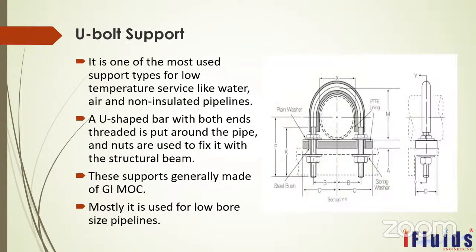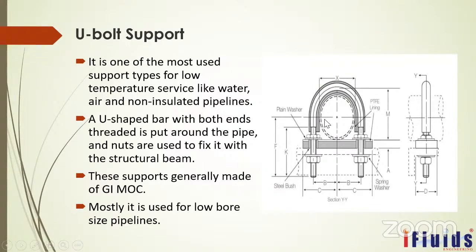The fourth one is the U-bolt support. This is another kind of clamp support, but it can be used for both metallic and non-metallic pipes. It is preferably for small bore pipelines. You can see up to 2 inch we can use this kind of U-bolt. For larger sizes, this U-clamp will not be effective because of this arrangement. These U-bolts are available ready-made. They are available in the market.